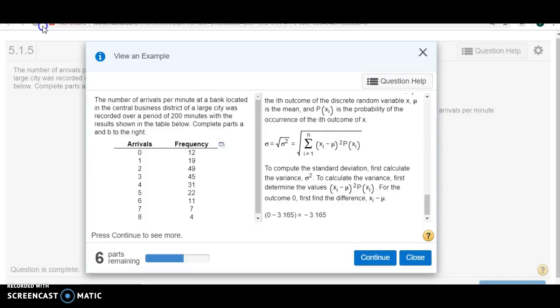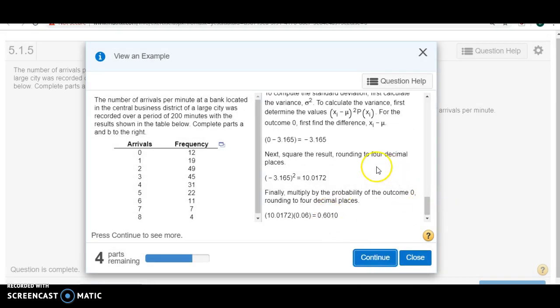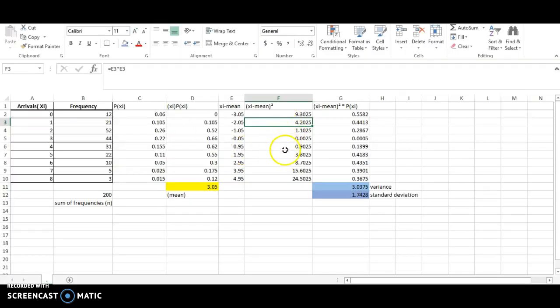Now, it's very important in this step, and this is why I always encourage you to view an example, it tells you to round to 4 decimal places. You can see in my video that each one of these has been rounded. If you don't round exactly to what the example shows you, then your answer will not be correct.